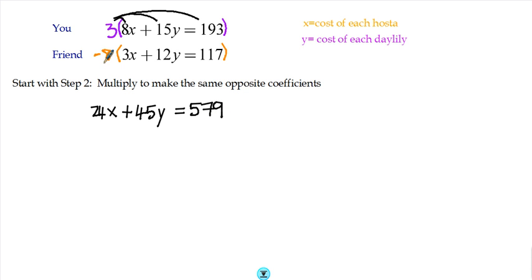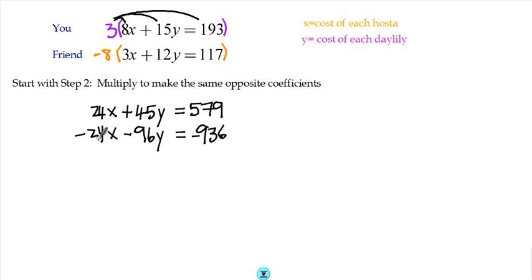Then the second equation, I'm going to multiply by negative 8. Negative 8 times 3 is negative 24, so I have negative 24x. Negative 8 times negative 12y will be negative 96y equals negative 8 times 117 will give me negative 936. So, can you see that 24 and negative 24, they're the same opposites and they're going to cancel out?